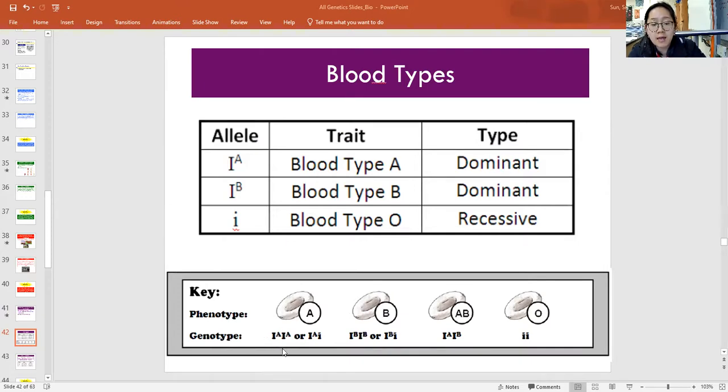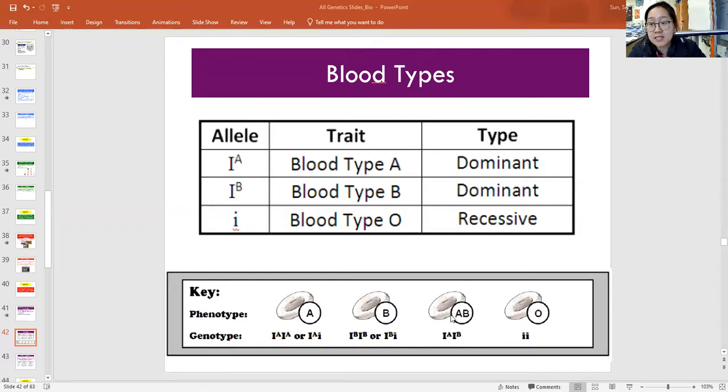So if you have capital IA, that's blood type A. But if you have capital IA, lowercase i, because the lowercase i is recessive, that's also blood type A. So it's kind of important for it to be specified whether it's capital IA, or if it's capital IA and then lowercase i. Okay. The same goes for blood type B. You can have IB, or you can have IB and then lowercase i. Both of those are blood type B, but it needs to be specified which one is when it's brought up in a blood typing test. Blood type AB is pretty straightforward. It's capital IA, capital IB. Both are dominant, both show.